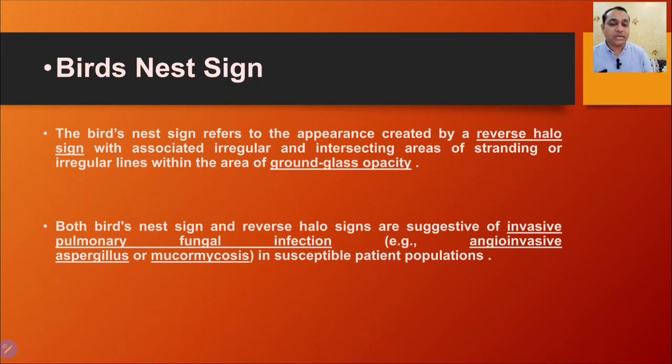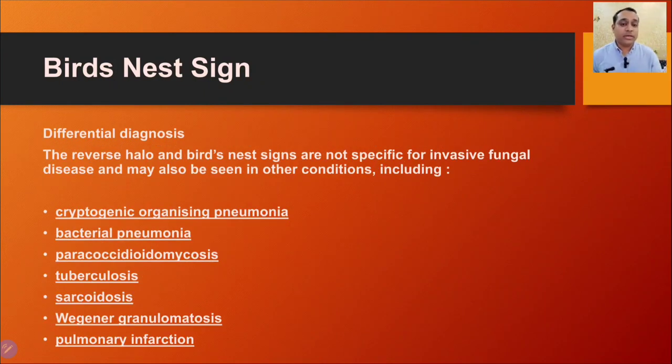These fungal infections are commonly seen in immunocompromised patients, like patients with uncontrolled diabetes or diabetic ketoacidosis, and immunocompromised states like HIV positive patients. Though the bird nest sign is present most commonly in invasive aspergillosis or mucormycosis, it is not specific for these infections only. There are a few other conditions also in which the bird nest sign is present. These conditions are cryptogenic organizing pneumonia, bacterial pneumonias, paracoccidioidomycosis, tuberculosis, sarcoidosis, Wegener's granulomatosis, and pulmonary infection. We will discuss the reverse halo sign in the next lecture.